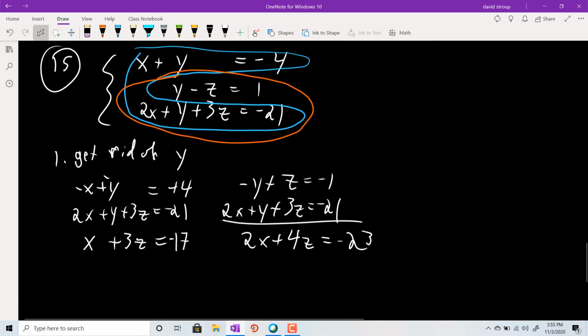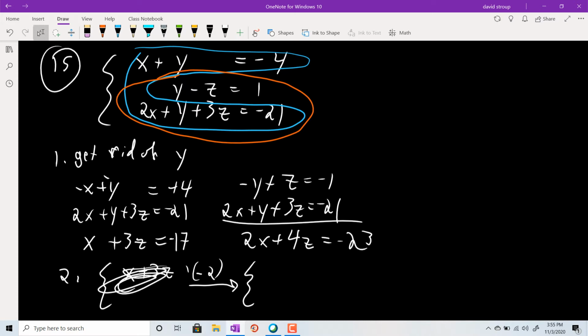Okay, either I made a mistake or the book is just being mean. So here I go. I'm going to form my new system, x plus 3z. Let's multiply it by negative 2, right? Let's just cut to the chase. So negative 2 times this first equation: negative 2x minus 6z equals positive 34. And then we have 2x plus 4z equals negative 23.